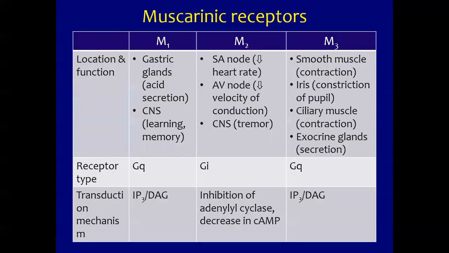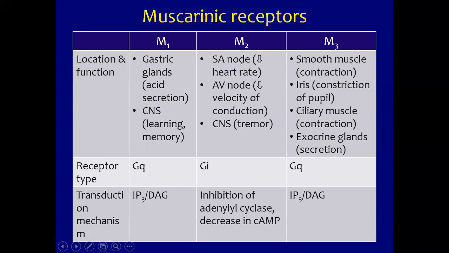Now see the effects. This was the localization. Now let's discuss what happens when muscarinic receptors are activated. Acetylcholine acts at muscarinic receptors, and what happens? As a result of activation of M1 receptors in the gastric glands, there is increased acid secretion, HCl secretion. That is why anti-muscarinic drugs decrease HCl secretion and can be used to treat peptic ulcer. And in the CNS, they have no major effect, only learning and memory.